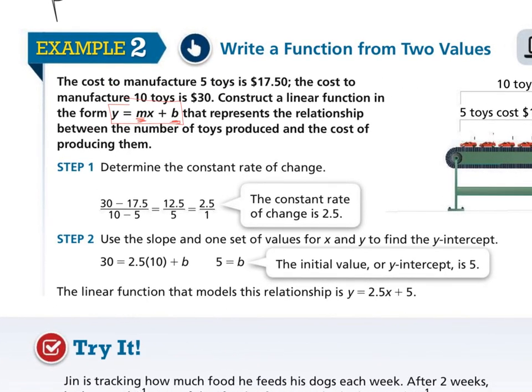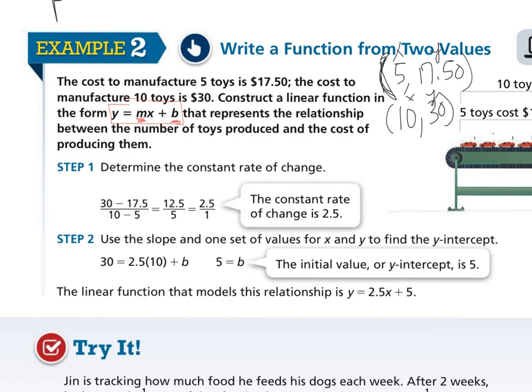They said 5 toys is $17.50. So that's like (5, 17.50). 10 toys is $30. That's like (10, 30). That makes the y be the cost of the toys. If we make that on the y-axis, we can see the change in the cost of toys, which is probably what we're interested in. You know, do we have enough money to buy this many toys, maybe?